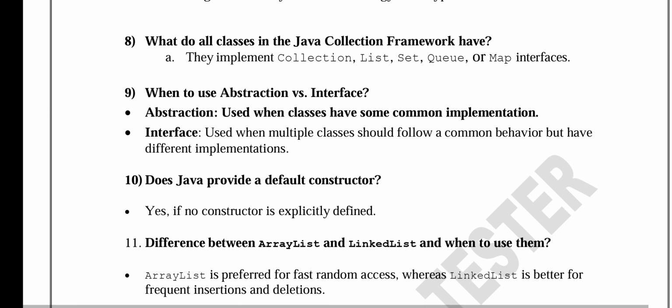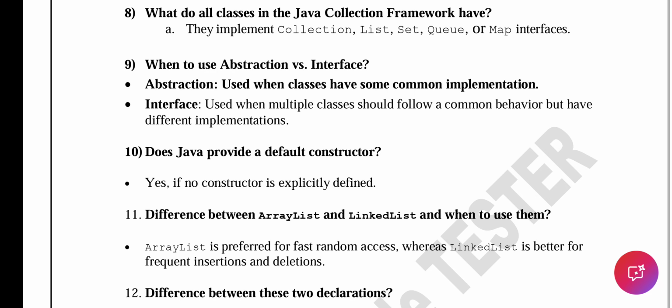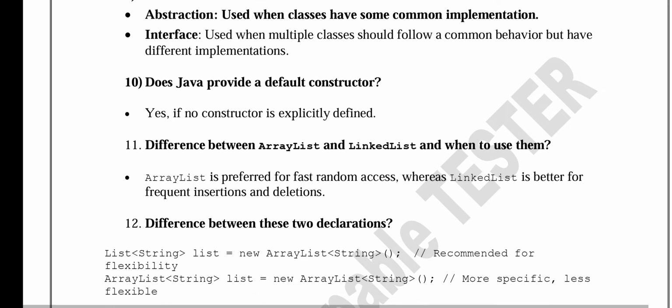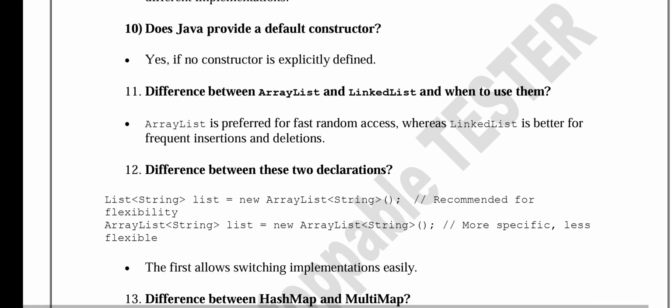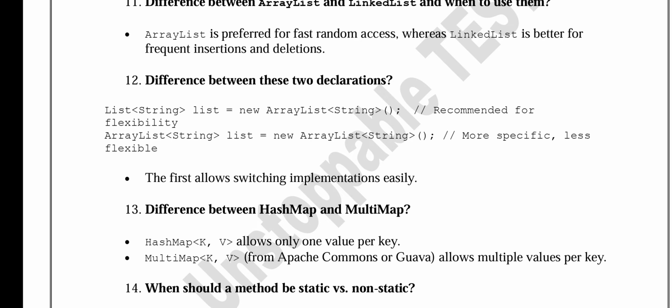Design patterns in Java. What do all classes in Java collection framework have? When to use the abstraction and when to use interface? Does Java provide a default constructor? Difference between array list and linked list and when to use them? Difference between the below two declarations?